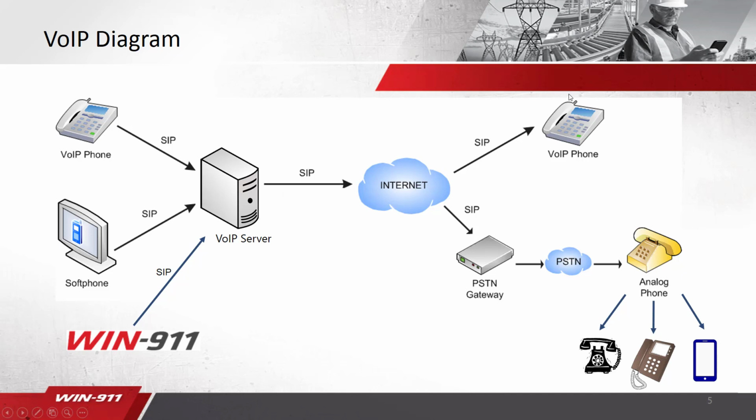If it's being received by a VoIP phone, it will get sent straight there. If it's going to get translated to the analog side of things, it'll get sent to the PSTN gateway. The translation's done behind the scenes, under the hood, and that'll get sent to the analog phone. And that could be a rotary phone, a regular desk phone, or a cell phone. Any phone that's not on the VoIP side will be received on the analog side.